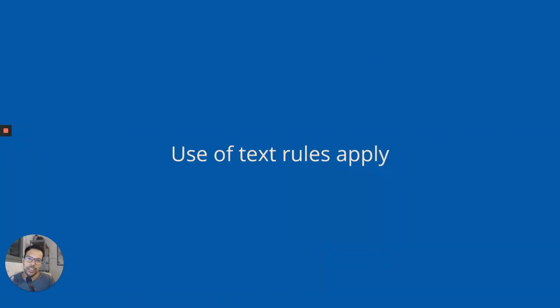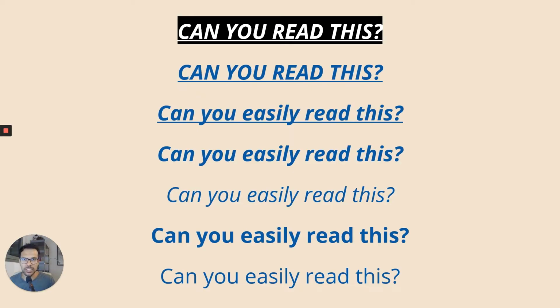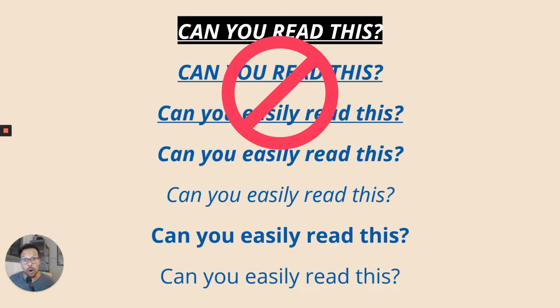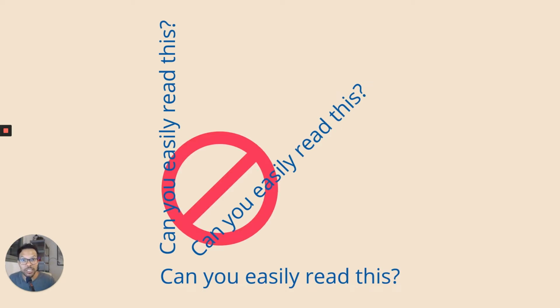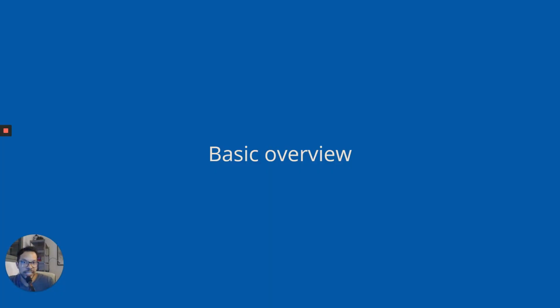Now with that said, you have to know that the rules for use of text apply here. Simply put, avoid all caps and only use bold or italic when you want to highlight something, and never at the same time. Also try to avoid typing at an angle, as it makes it more difficult for people to read. So this is the basic overview.